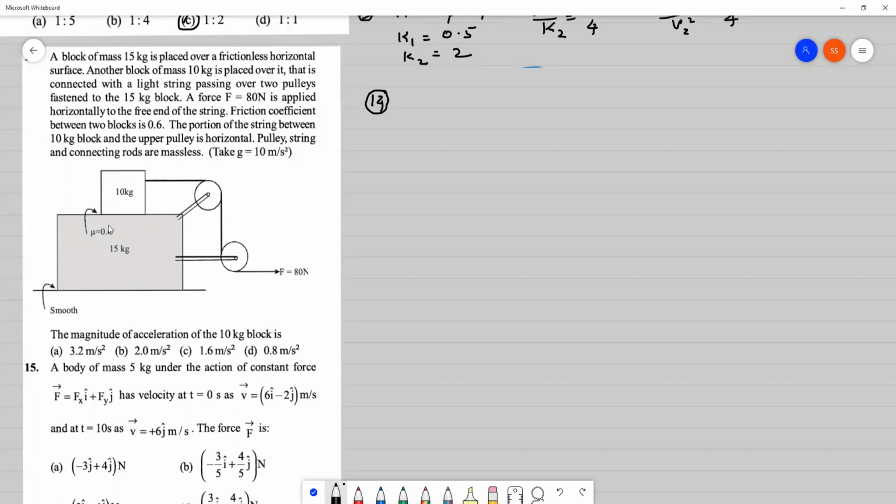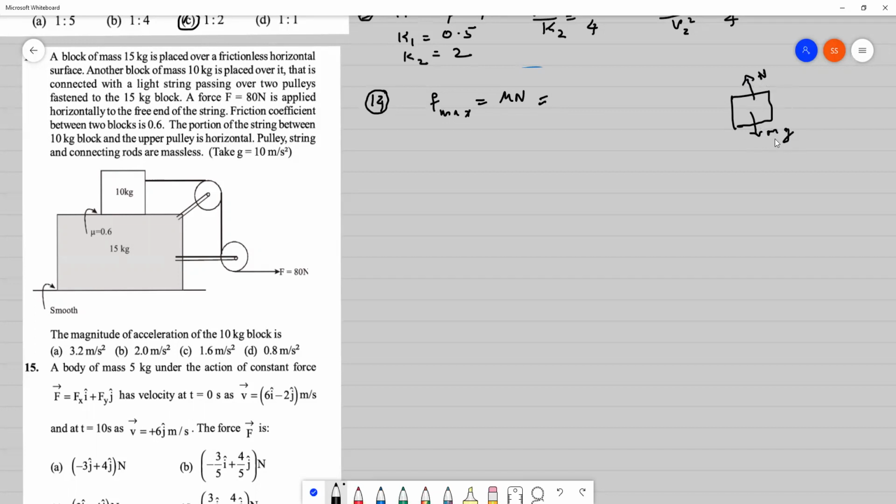First, let us find what is the maximum. Here the friction coefficient 0.6 is given. This is 10 kg and this is 15 kg. The applied force here is 80 Newton. So first we will find the maximum friction force between the 10 kg block and the 15 kg block. So what is the F max? F max is equal to mu N. In this case, N should be equal to 10 g only, which is 100. Mu is going to be 0.6, because if you draw a free body diagram for the upper block, this will be mg and this will be N.